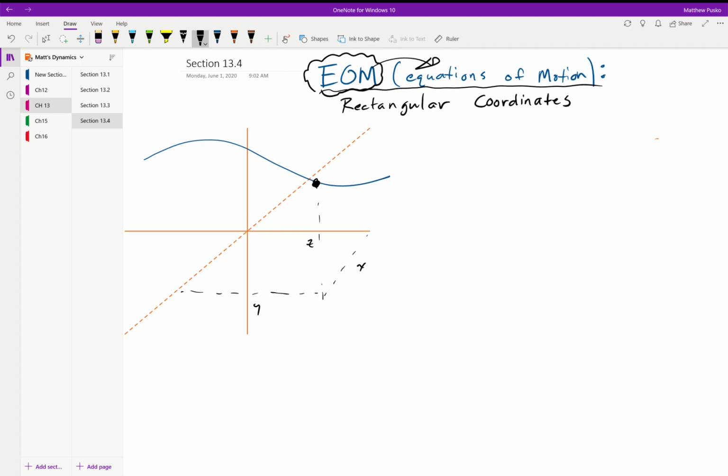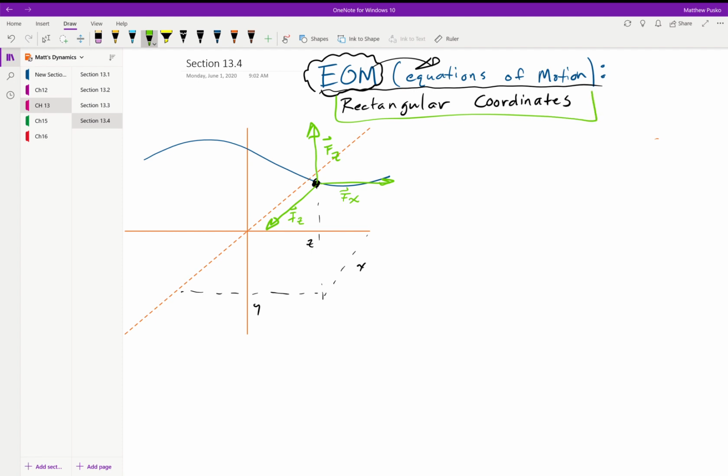Okay, now we'll also possibly have forces in these directions. So we could have a force in the z direction. We could have forces in the y direction. And we could have forces in the x direction. And this would be just for rectangular coordinates.